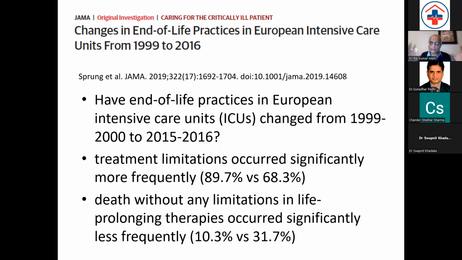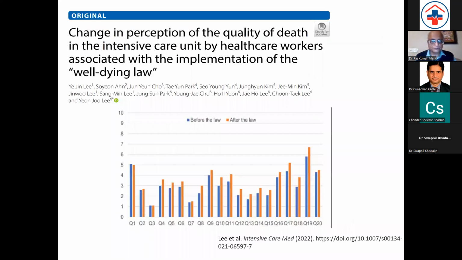And so it has been easier in the US as well because of a fairly settled culture and laws. Death without any limitation of life-prolonging therapies occurred significantly less frequently as a corollary. And therefore, you also had fewer people with brain death because fewer people underwent useless CPR.